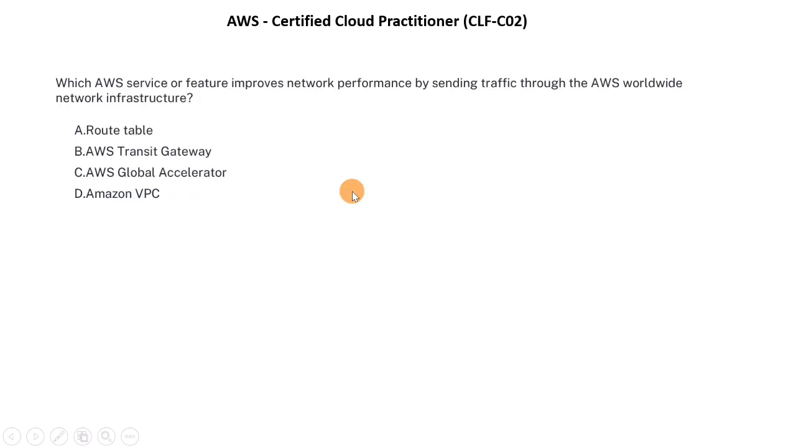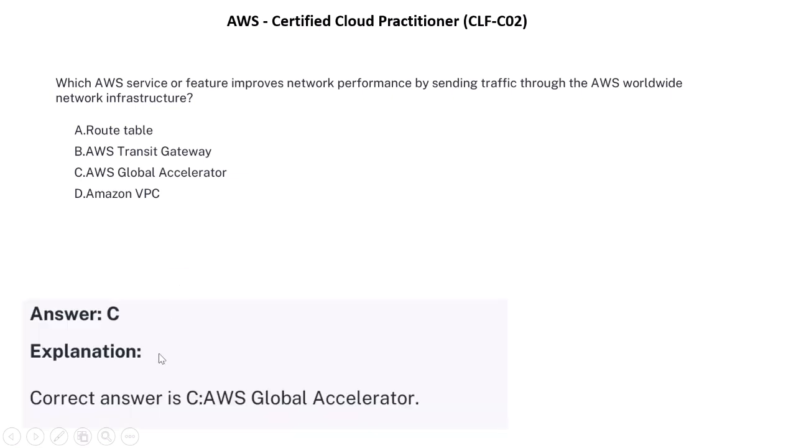Let's move on to the next one. Which AWS service or feature improves network performance by sending traffic through AWS worldwide network infrastructure? The options: option A, route table, option B, AWS Transit Gateway, option C, AWS Global Accelerator, option D, Amazon VPC. The correct answer is option C, AWS Global Accelerator.